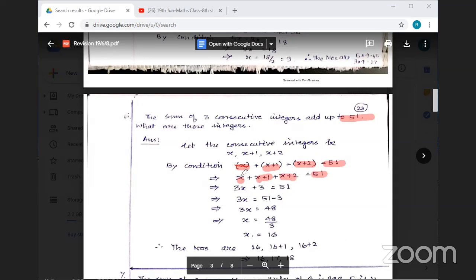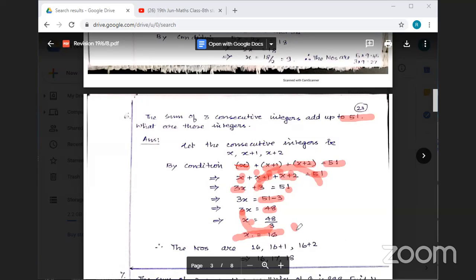How many x are there? 3x. Plus 1 plus 2, how much? 3. So 3x plus 3 is equal to 51. The 3 will be taken to that side: minus 3, 51 minus 3 is equal to 48. What will the 3 do here? It will come and divide. X is equal to 48 by 3. Therefore, x is 16.